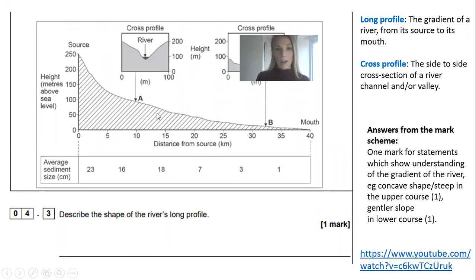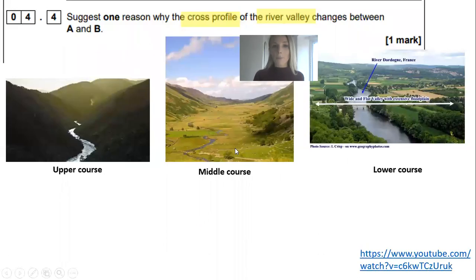So we've got A, which is just on the 10 line, isn't it? 10 kilometers from the source, so it's going into the middle course of the river. And this point here, which is approximately 32.5 kilometers from the source, which is over here. So we need to tell the examiner why the cross profile of the river valley changes as it goes from this part of the river, the middle course, towards the lower course.